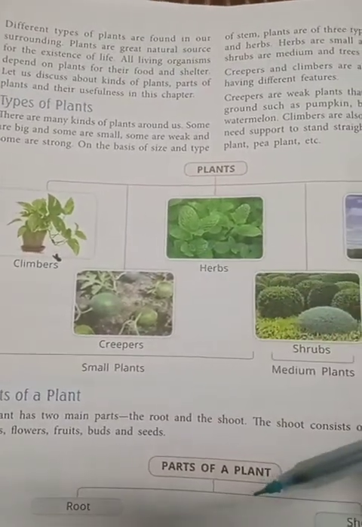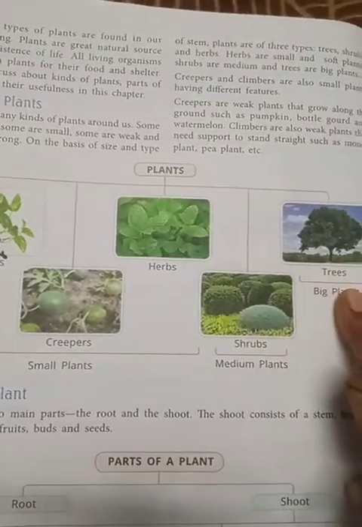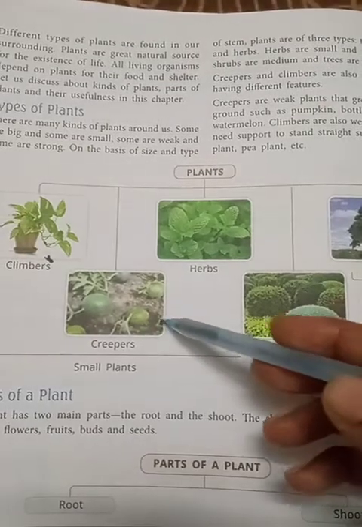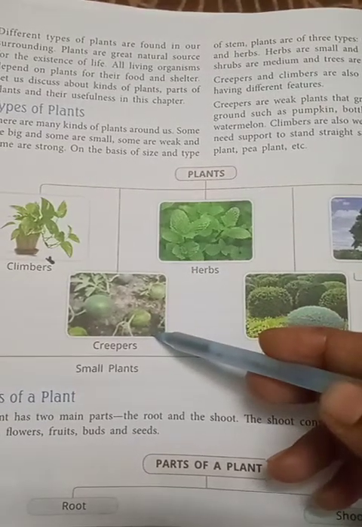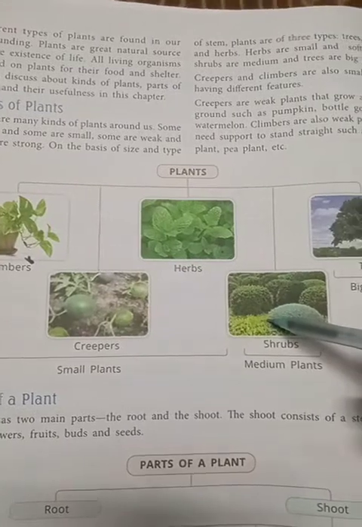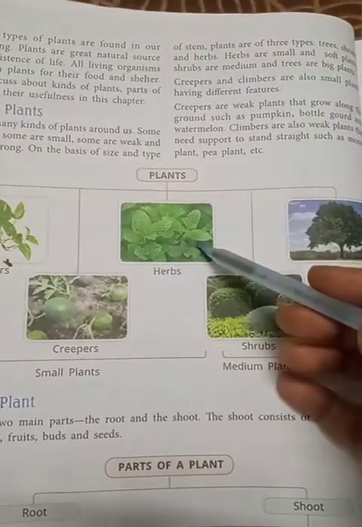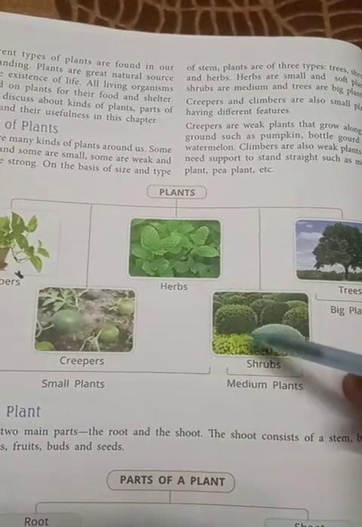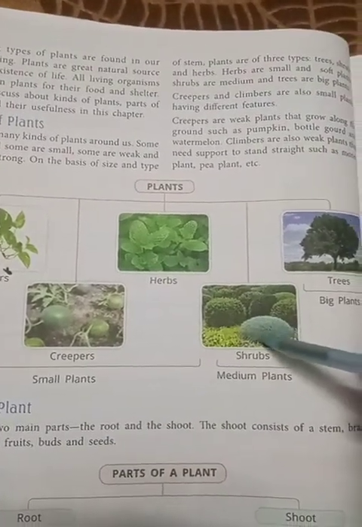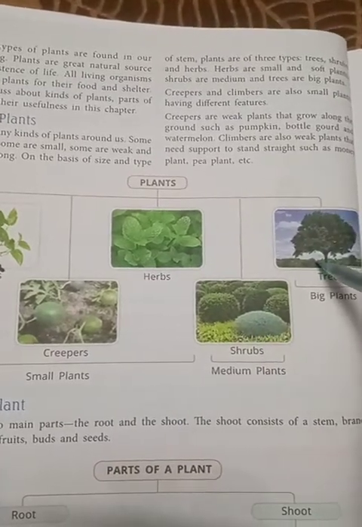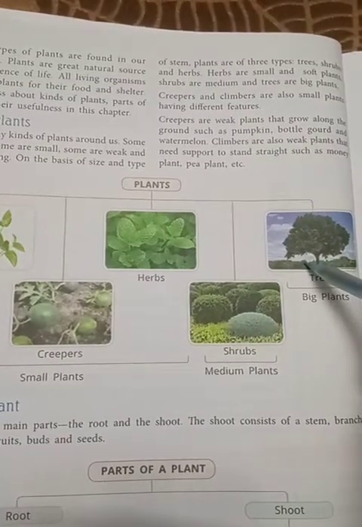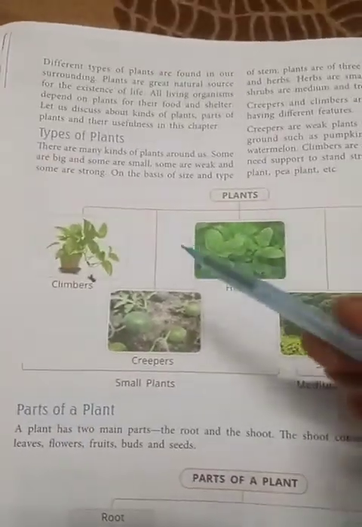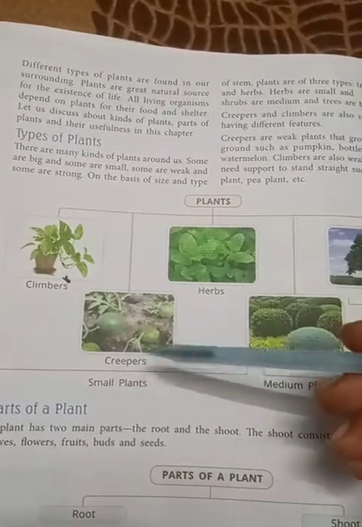Climbers also are types of plants, having different features. Creepers are also one type of plant. Herbs are generally small and soft plants. Shrubs are medium and trees are long, or we can say big plants. Trees are the big plants.